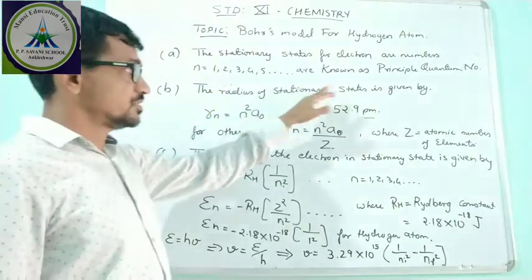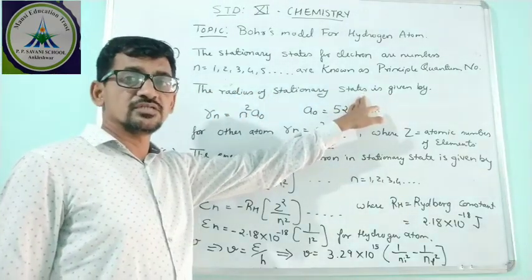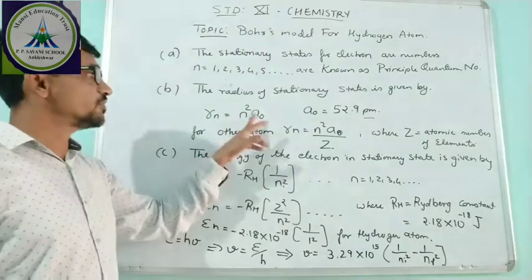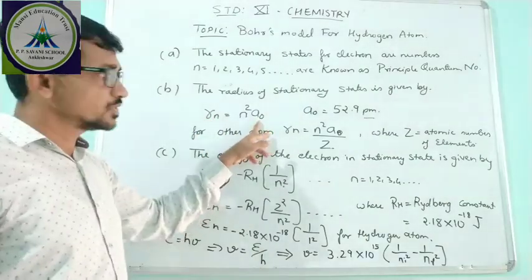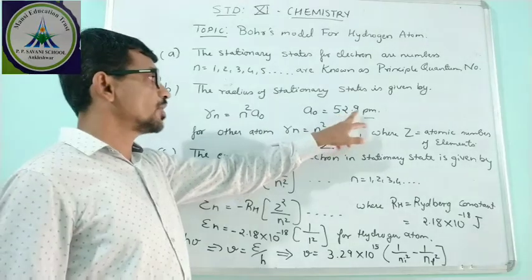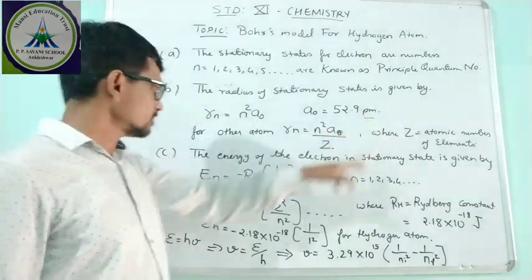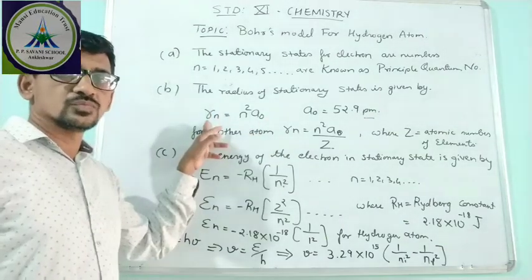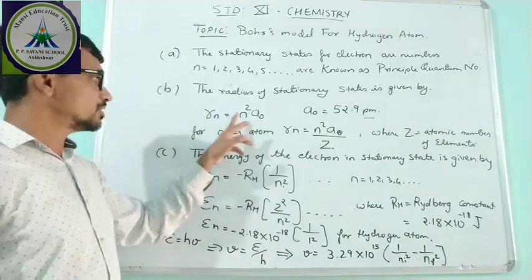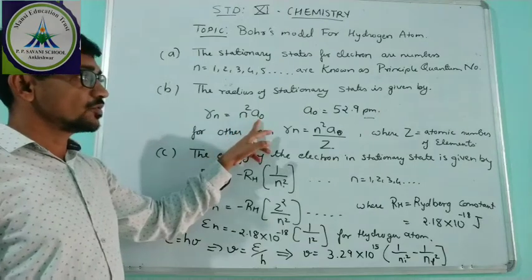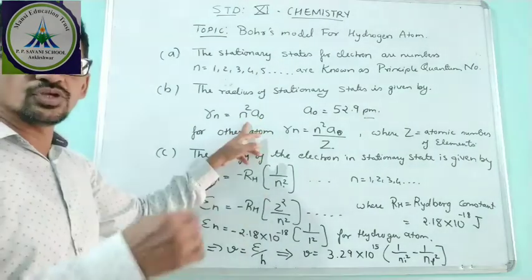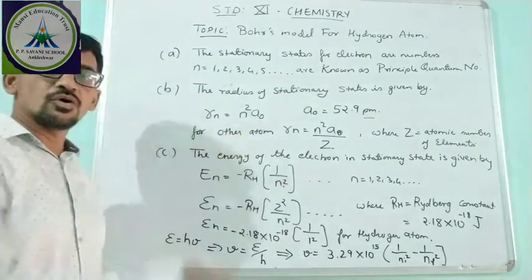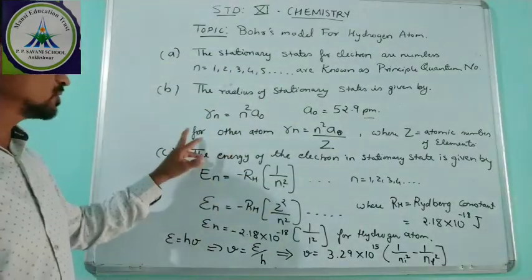Radius of a stationary state. When an electron is in a stationary state, its radius can be found with the help of a certain factor, that is a0. Its value is 52.9 picometer. If you want to find the orbital radius of the second or third orbit, then it is n square a0, where n is a number 1, 2, 3, 4 onwards. So you can find the radius of the orbit from the nucleus.